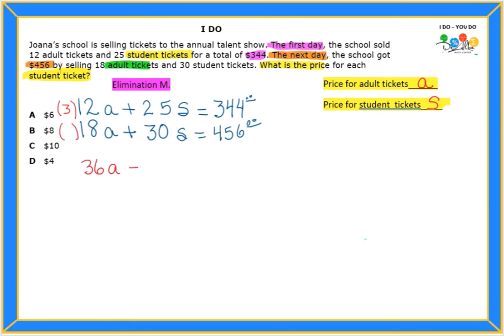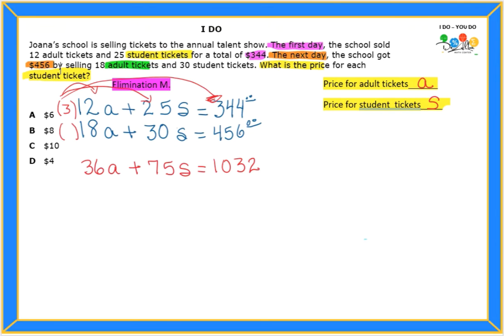So I am going to end up with 36A plus 75S equals, in case you're still wondering what's happening, I'm multiplying 3 by each term. Each term is multiplied by 3, and I'm going to get 1032.